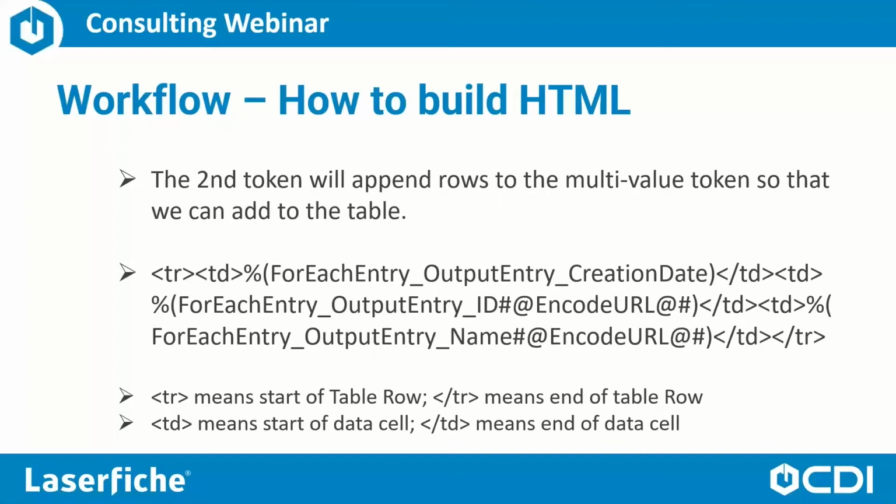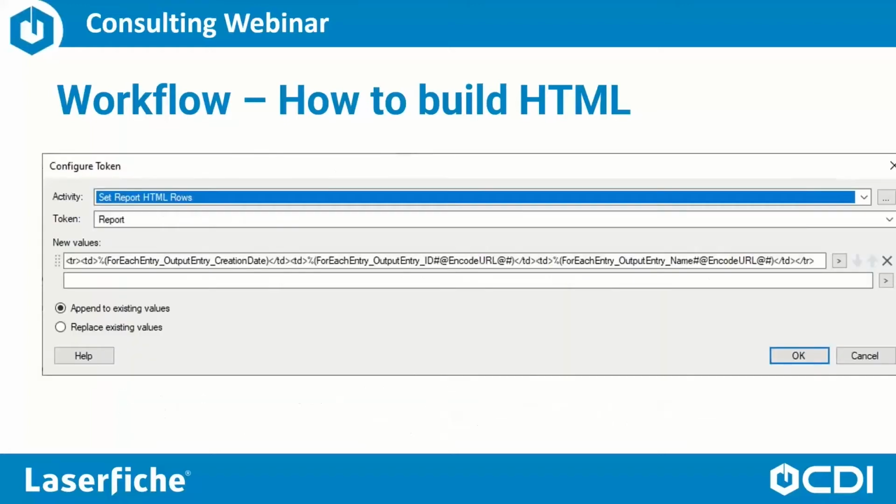So we're going to append all that information into the rows of that created token. So here's an example of the activity. It has the for each information being inserted, and notice that towards the bottom left corner it says append to existing values. So you have the header row first, and then every time we find a row of information, this activity will add that with this HTML on the end and insert the next row and the next row until it's found all the rows that it needs to add into the table.